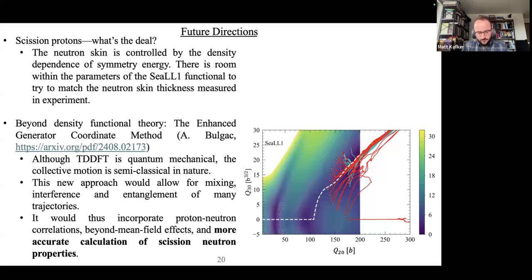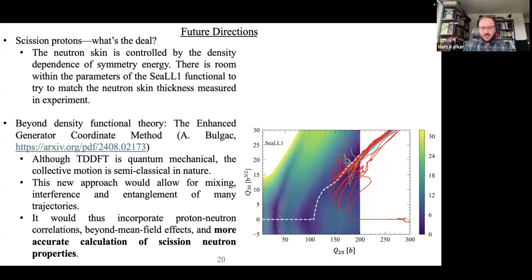Okay, future work. Scission protons, what's going on here? It's a little bit of a weakness in these results that we've presented thus far, that we have the signal which experimentalists tell us they would have likely already seen. And in fact, they have not seen this. So what's going on here?